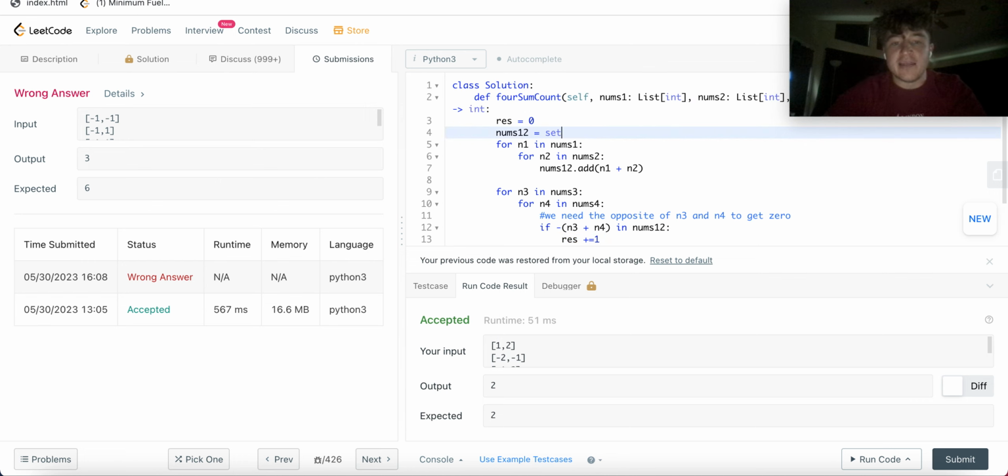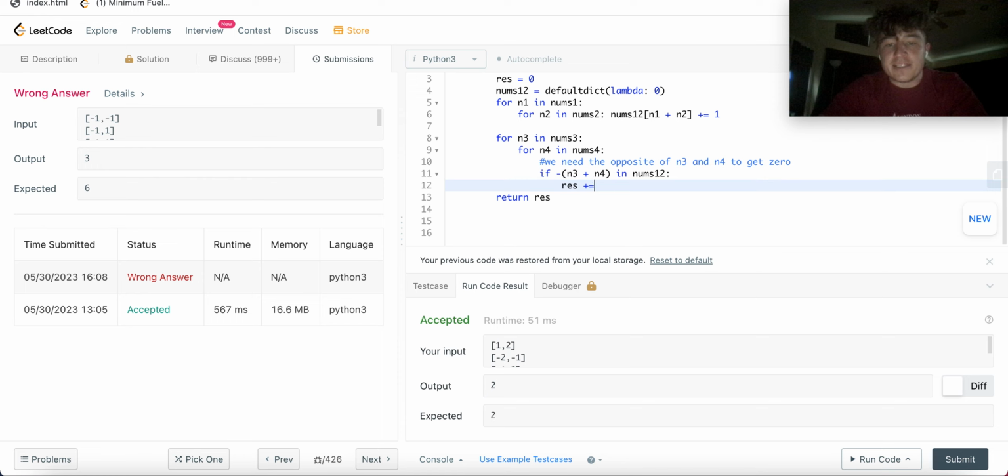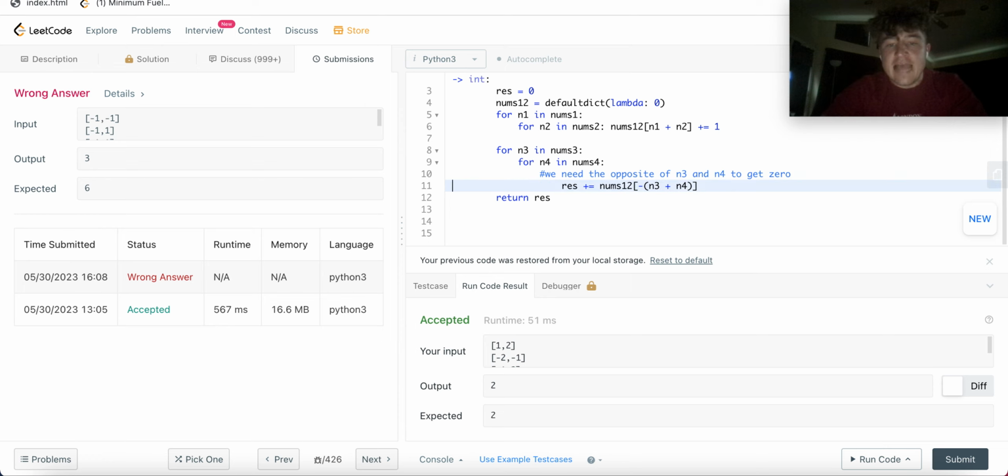So what we'll do instead is we'll create nums1, 2 and do a default dict where the standard value is 0. And then for each nums1, nums2 pair that we see, we'll just say nums1, nums2 plus equal 1. And then it even makes this easier because we could just take nums1, 2 negative nums3 plus num4. Because now it'll tell you the number of times that count exists.